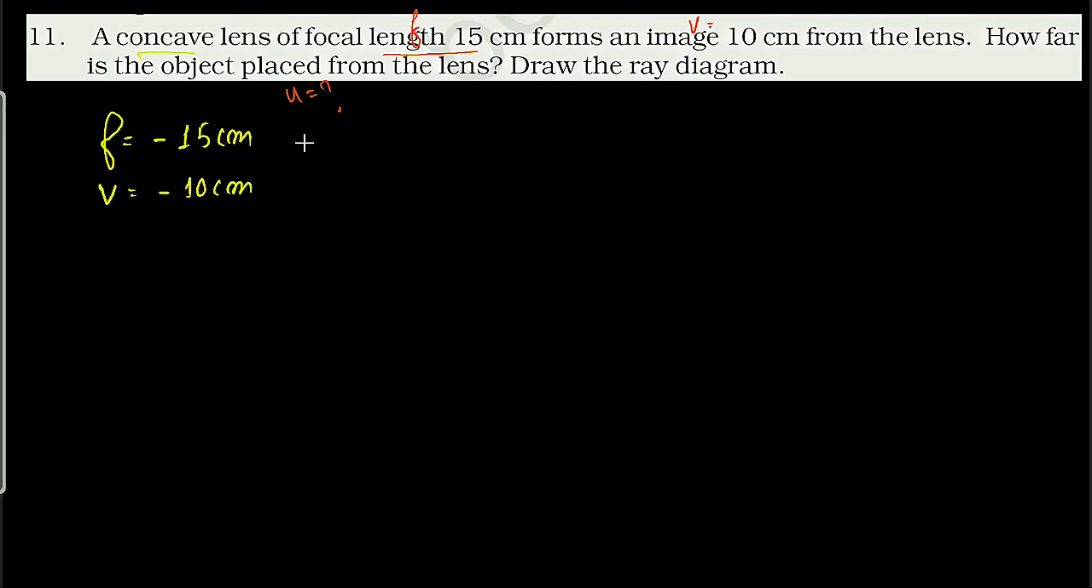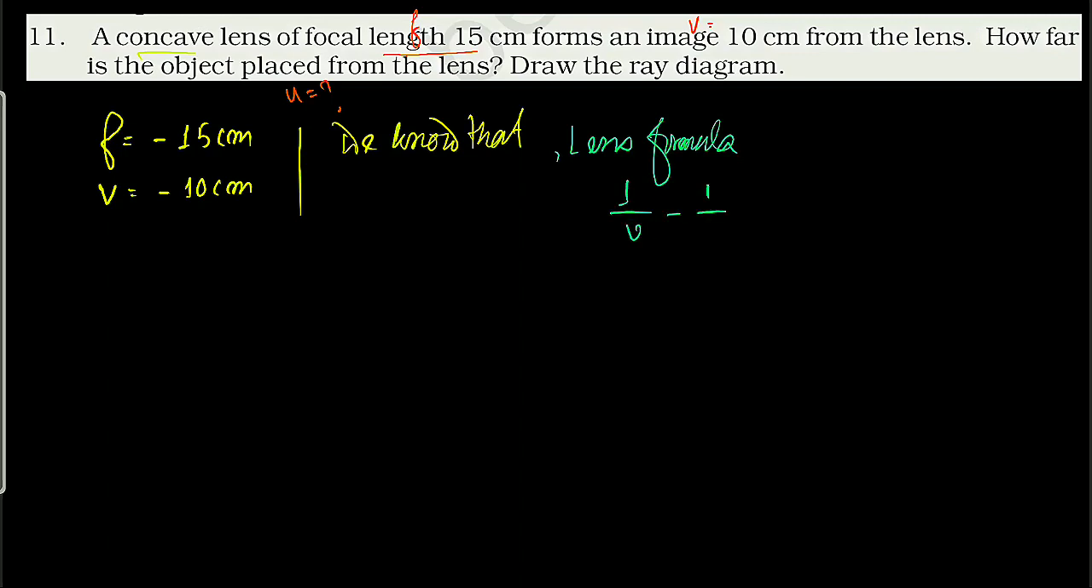We know the lens formula: 1 by v minus 1 by u is equal to 1 by f. We need u, so we will separate u. Then we are going to get 1 by v minus 1 by f. Now put the values.